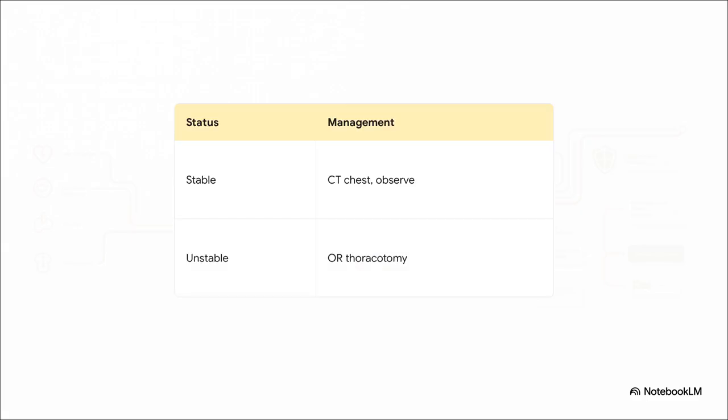Looking at blunt chest trauma, observation or possible discharge is safe when an EFAST is negative, there's no high-risk mechanism, and hemodynamic stability is achieved. But escalation to an operating room thoracotomy is required when the patient remains hemodynamically unstable despite your resuscitation efforts. The main clue is a failure to respond to fluids, which points to major intrathoracic hemorrhage.